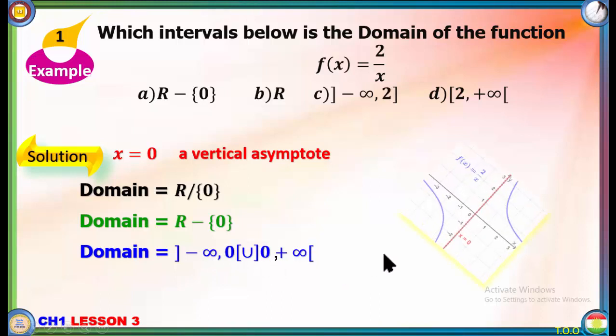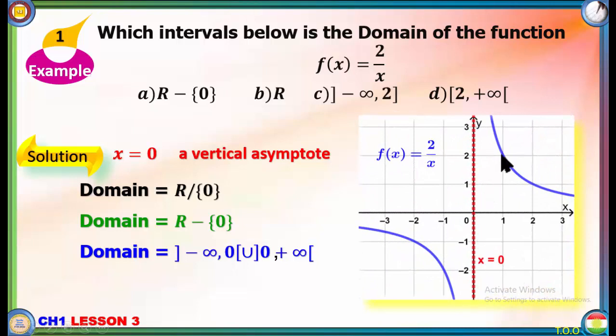positive infinity. As you can see in the graph of the function, x equal to 0 is a vertical asymptote and the domain is all real numbers except 0. That means A is the correct answer.